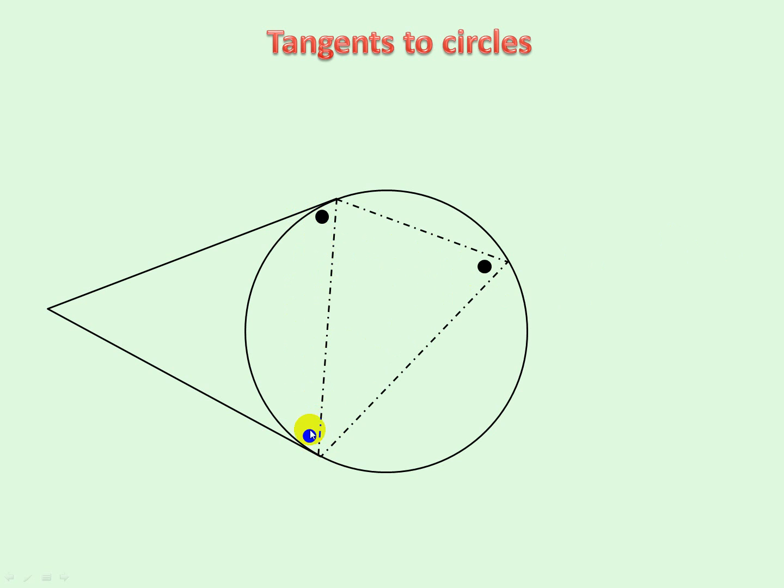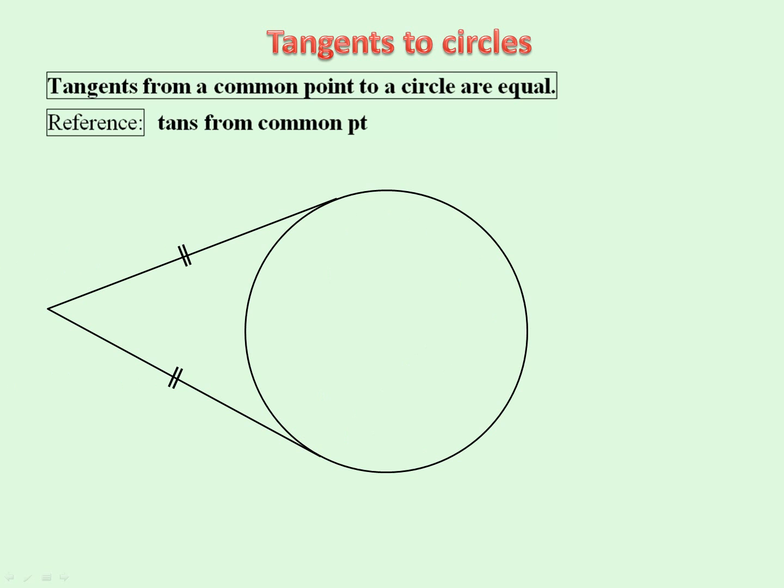And we have equal angles in a triangle. And what do we know about the sides opposite the equal angles? They're equal. So that's an isosceles triangle. So that gives rise to another theorem that says tangents from a common point to a circle, so to their point of contact, are equal to one another. And it's called tangents from a common point, tans from a common PT.